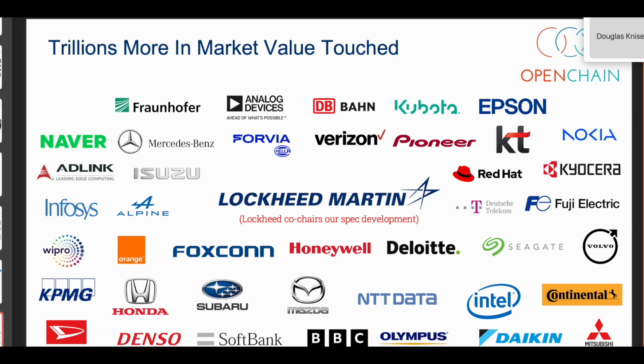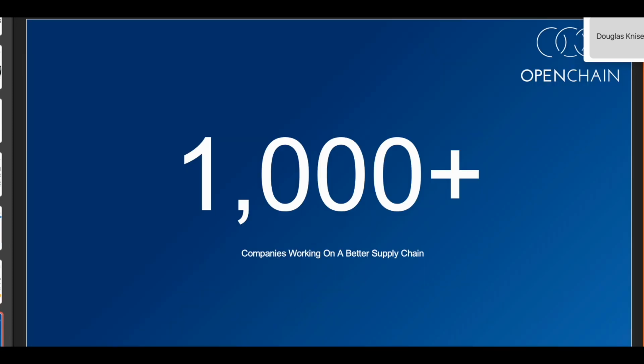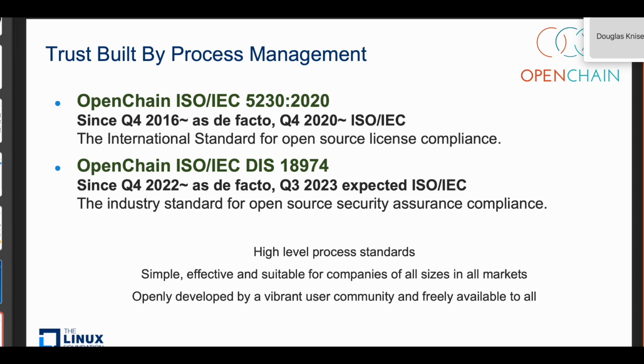This slide is a hodgepodge of just some of the companies on 3 of our mailing lists. Lockheed Martin is front and center because they're currently co-chairing our standards development. It's over 1,000 companies in the OpenChain project working on these challenges. And the question then is, what are they specifically working on? And this is where I finally get to the point about the high-level process management.